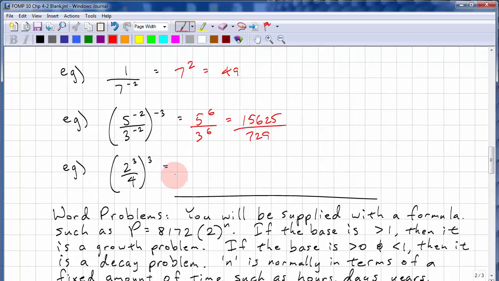And our last example. One thing we can do right away is just to expand the inside. So this is 8 over 4 to the power of 3. And if we do this, it eliminates the need to use the calculator. 8 divided by 4 is just 2. And now this is easy. 2 to the power of 3 is just 8.